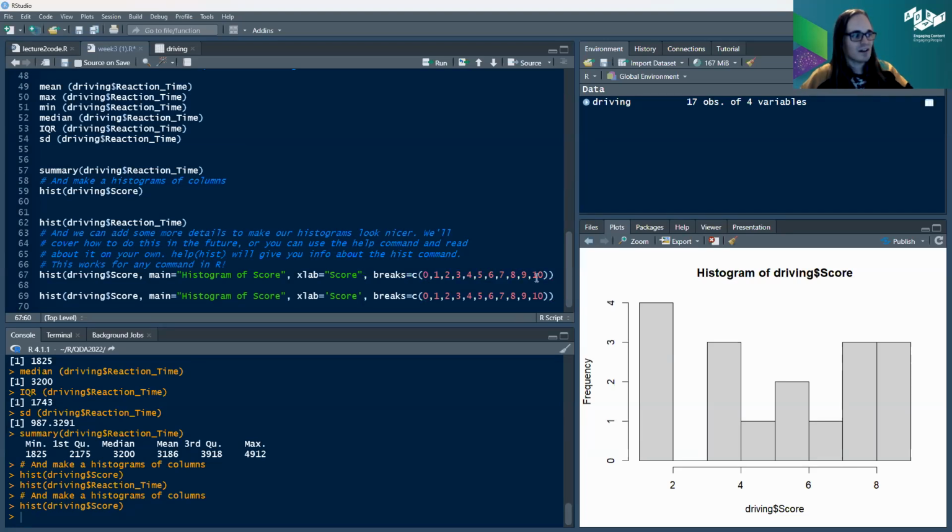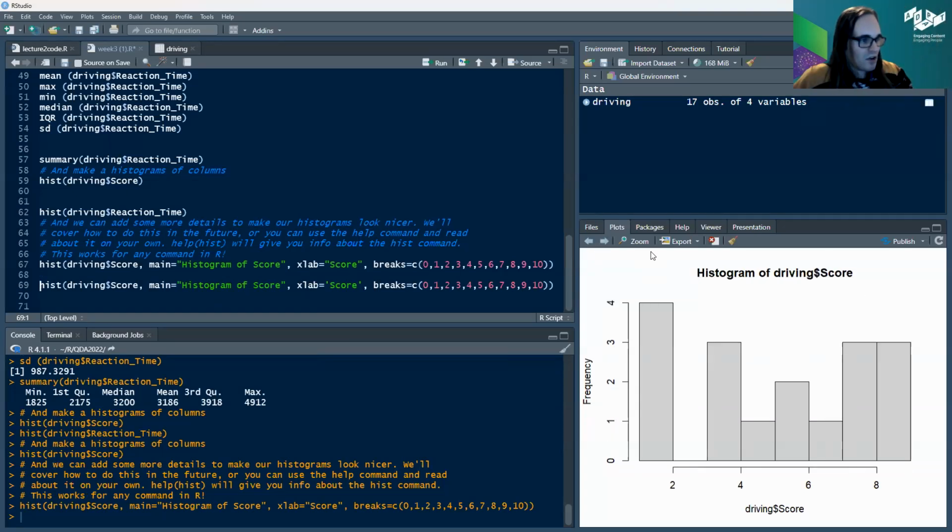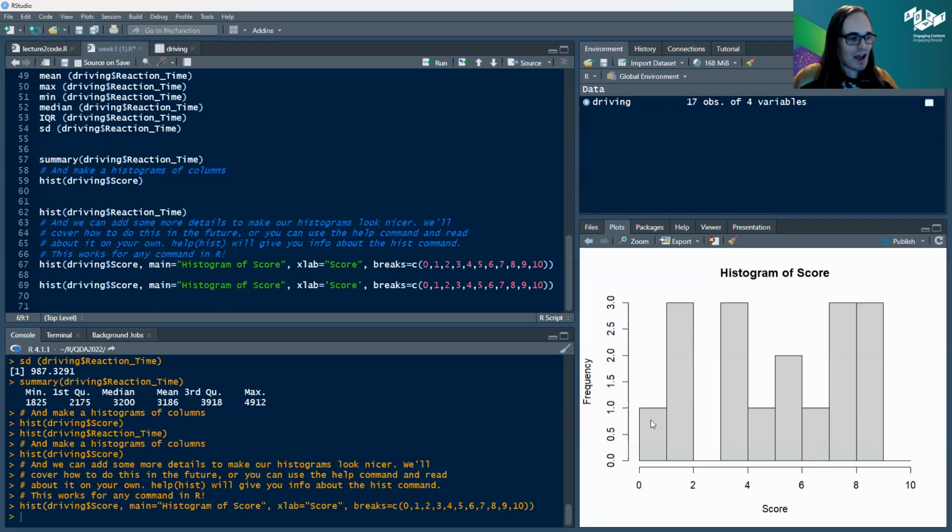The final thing I want to adjust here is the breaks for my histogram. I want to tell R how many different buckets, how many different spaces for bars, it should draw. I want it to have a bar for a score of 0, a bar for a score of 10, and a bucket for every other possible value there. When I do it that way, I get a slightly different histogram. Before, it said histogram of driving $ score, and I didn't have my 0 and I didn't have my 10. Now with my new histogram, I do have a spot for 0. No one got a 0, but someone got a 1, someone got a 2, et cetera, 7s, 8s, 9s, and then no one got a 10.